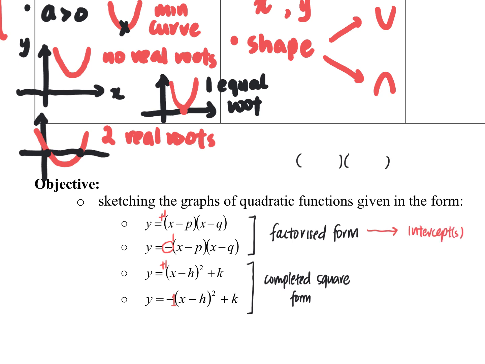Okay, and then completed square form will tell you the turning point first, whether it's a maximum or a minimum point. Okay, so different forms will tell you different points first. So it depends on which we are given.